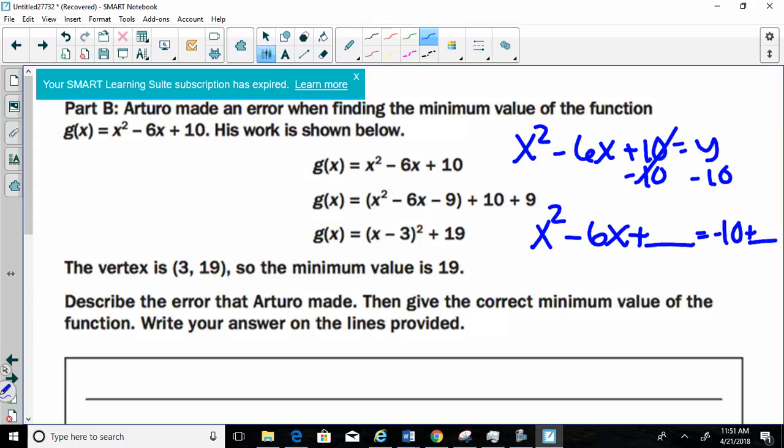Yeah, and so if we're going from standard to vertex, you always use completing the square. Then you take half of negative 6. What's half of negative 6? Negative 3. And we square it to get what? 9. Positive 9. What did he add to both sides? He subtracted 9. And then you're going to do negative 10 plus 9, and that gives you negative 1.